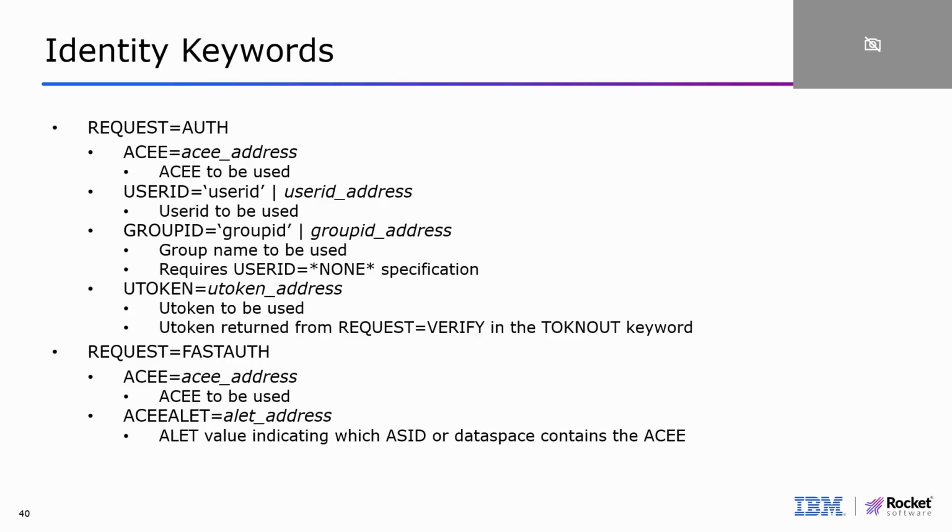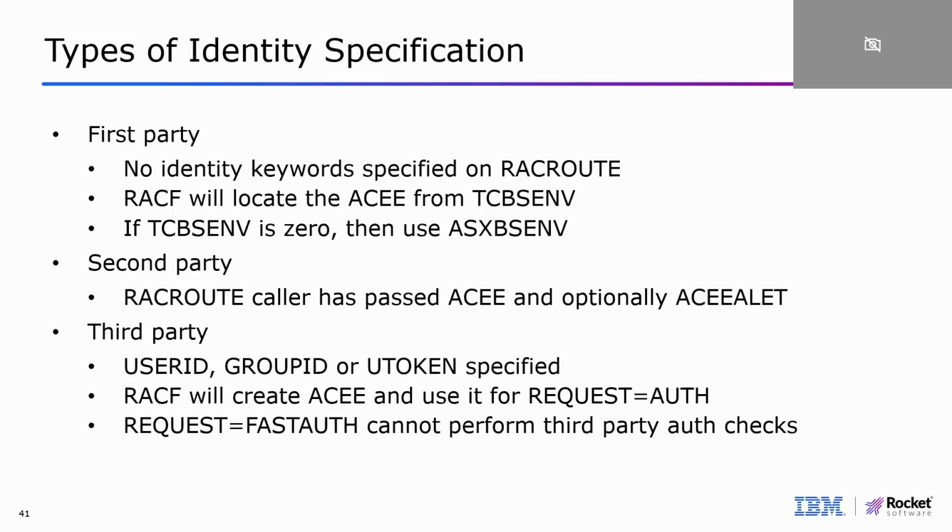REQUEST=FASTAUTH, you can just pass in the ACE address and ACE ALET if that's in a different space to the primary address space. Now, if you pass in nothing, that's called a first-party RACROUTE check. So what will happen is RACROUTE will locate the identity, hopefully from the TCB. If it's not in TCB SENVX, it's going to drop back and use the ACEE from the ASXB SENVX field.